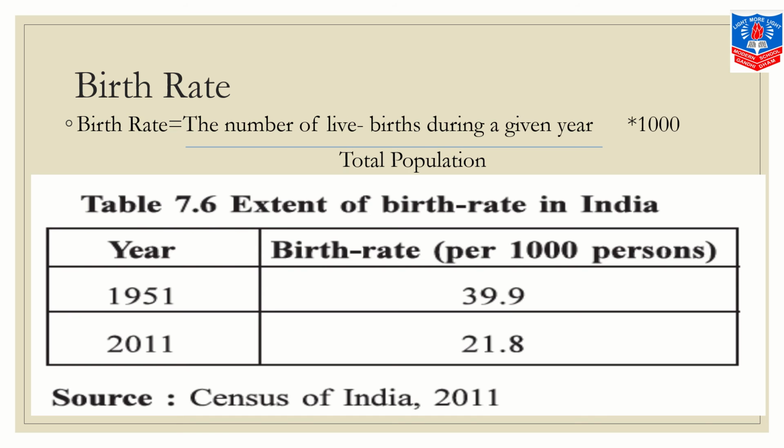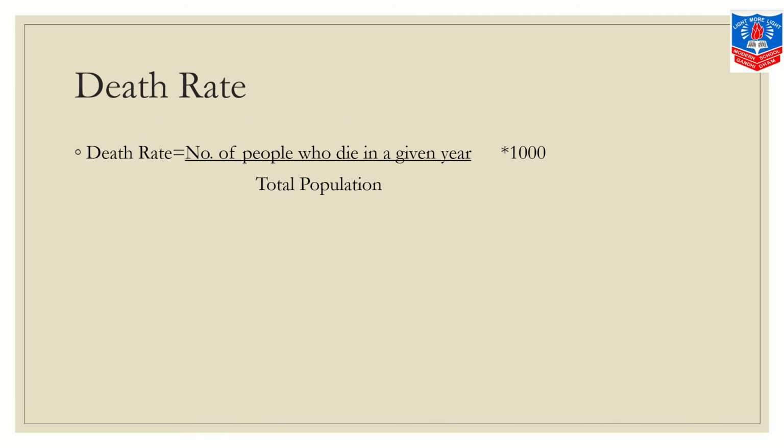Now, students, let us move on to the next topic, that is the death rate. Death rate depicts the number of people who die per every 1,000 people during a given year. Since it is death rate, it is obvious that how many people die per year, for every 1,000 people, is calculated. The formula of death rate is the number of people who die in a given year upon total population, multiplied by 1,000.